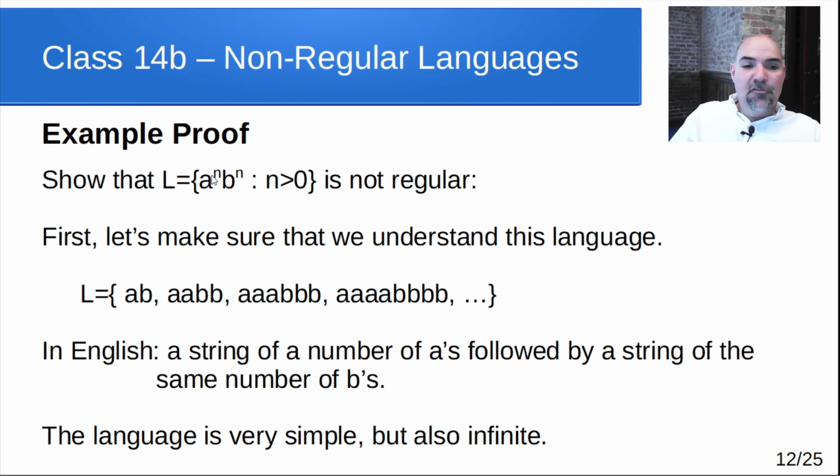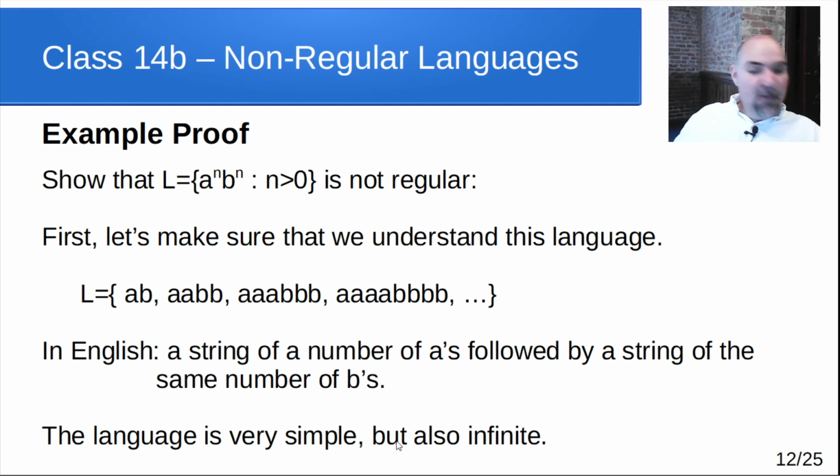That basically is saying a string of a's that is n a's long, followed by a string of b's that is the same number long, where the number is greater than 0. So in other words, we could have 1 a followed by 1 b, or 2 a's followed by 2 b's, or 3 a's followed by 3 b's, but the number has to match. So it's a very simple language. Here are some of its elements: ab, aabb, aaabbb, aaaabbbb, and so forth. Always the same number of a's followed by the same number of b's.